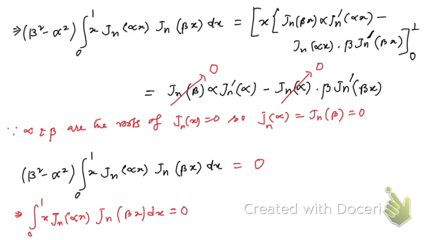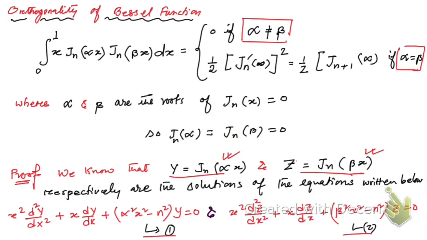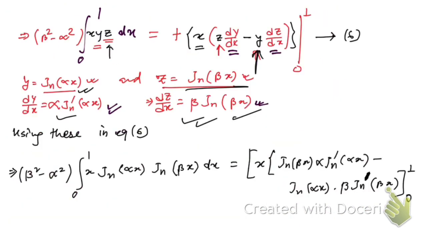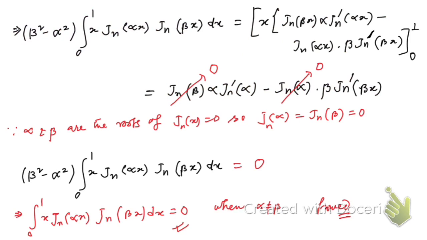Okay, when alpha is not equal to beta. So this first condition is already proved, right? If you see the property here, when alpha is not equal to beta, then this result is equal to 0, right? Now let us prove the next part. Let me go to the last slide. So this thing is proved now, right?